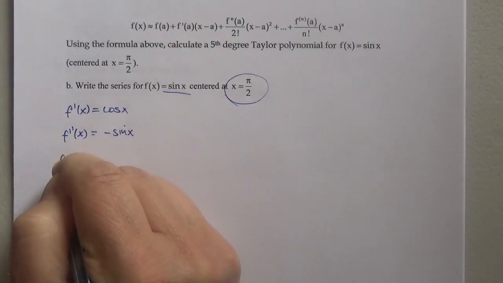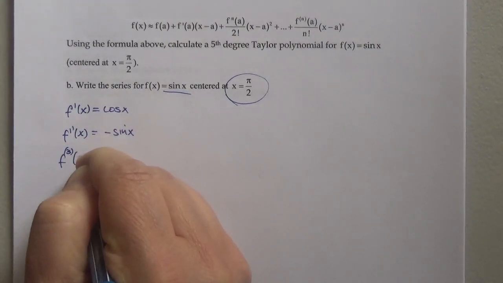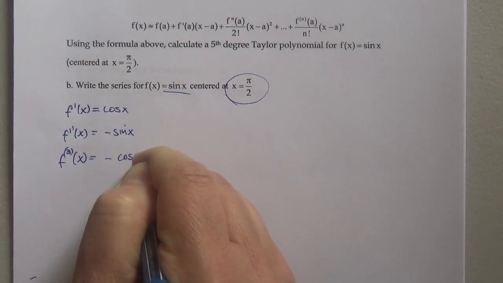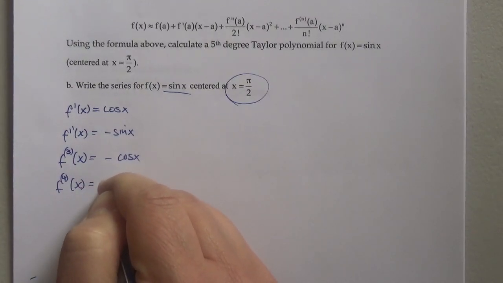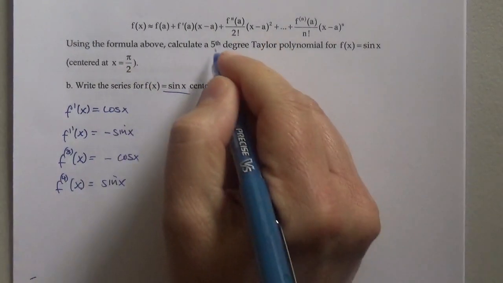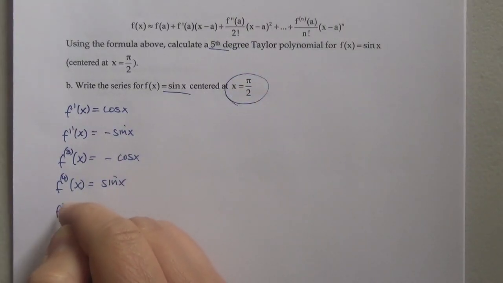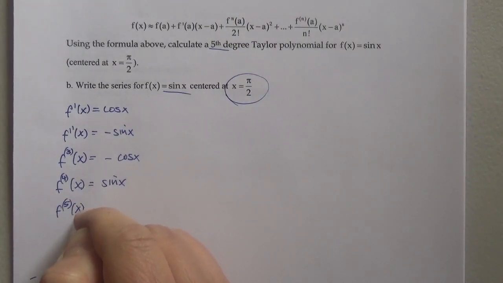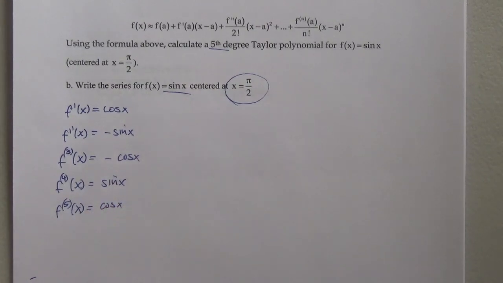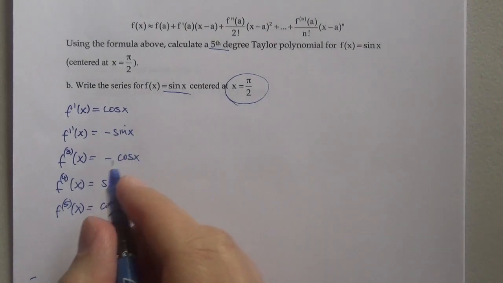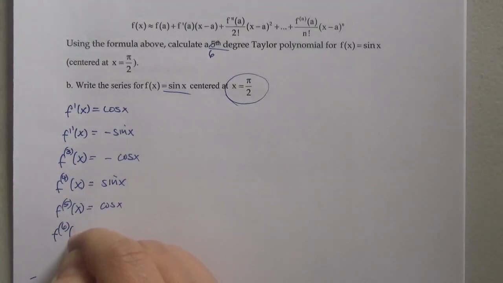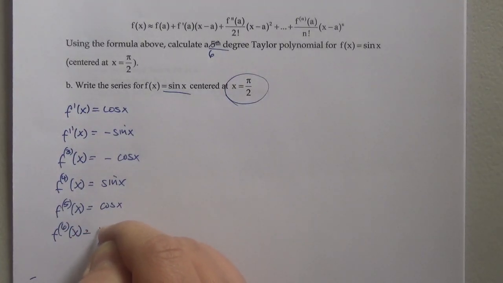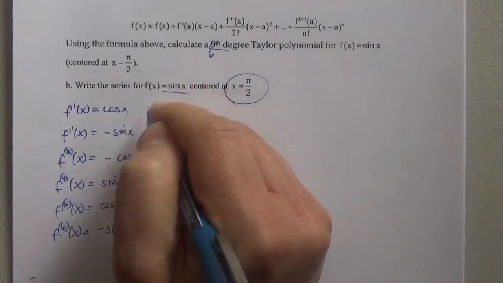f double prime of x is negative sine of x, the third derivative of x is negative cosine of x, the fourth derivative of x is the sine of x, and notice it says the fifth degree, so I'm going to have to go out to 5 derivatives. Cosine of x. I think this should be 6th. I'm going to make this the 6th. The 6th derivative of x is negative sine of x.